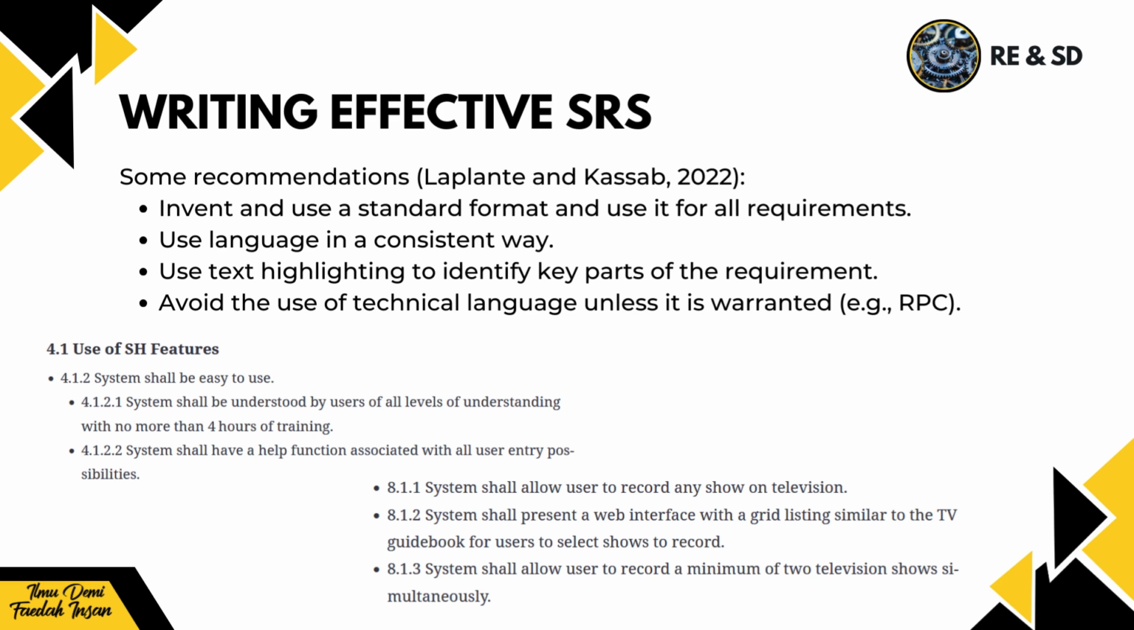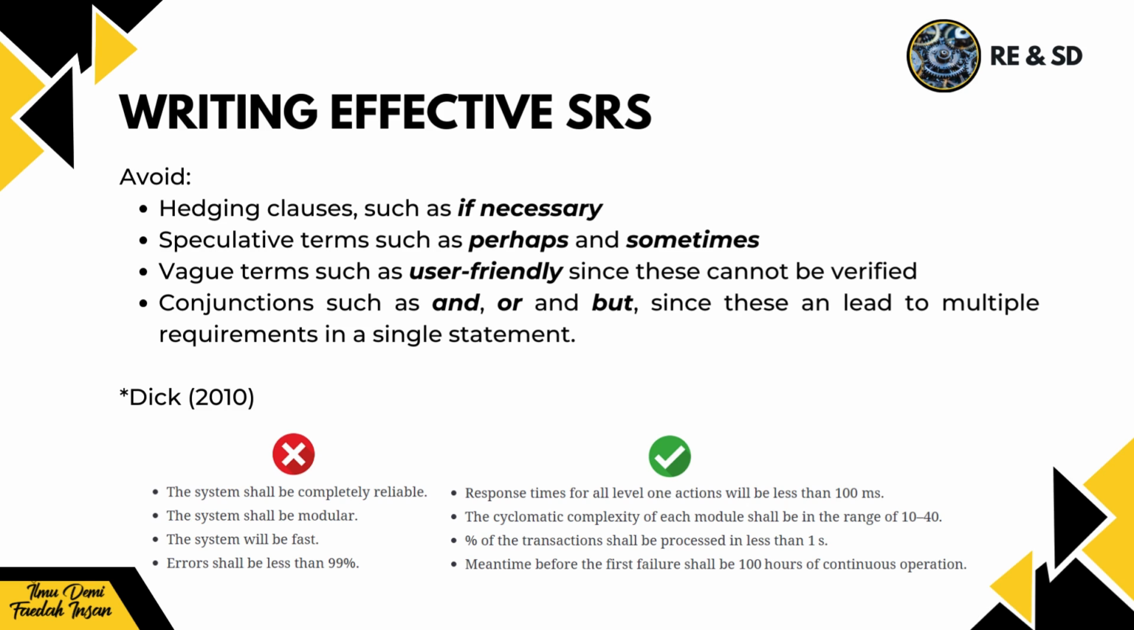Just as it's important to know the best practices for crafting a clear and effective SRS, it's equally crucial to understand the common mistakes that can undermine its clarity and utility. First of all, avoid hedging clauses like "if necessary," which can introduce ambiguity into your requirements. Be clear about why something is necessary and under what conditions. Never leave room for interpretation in your SRS. Next up, words like perhaps and sometimes. These might seem harmless, but they can actually introduce a lot of doubt and weaken your requirements. So, it's best to avoid them altogether.